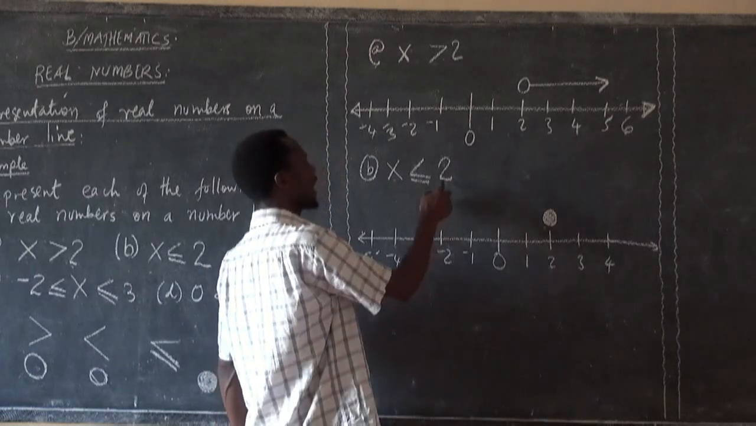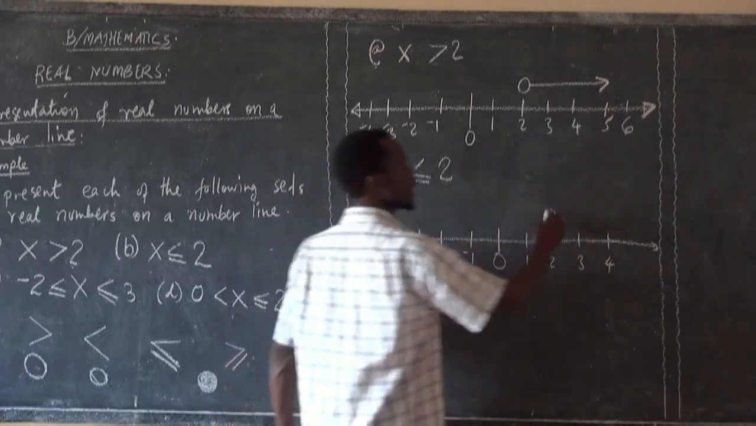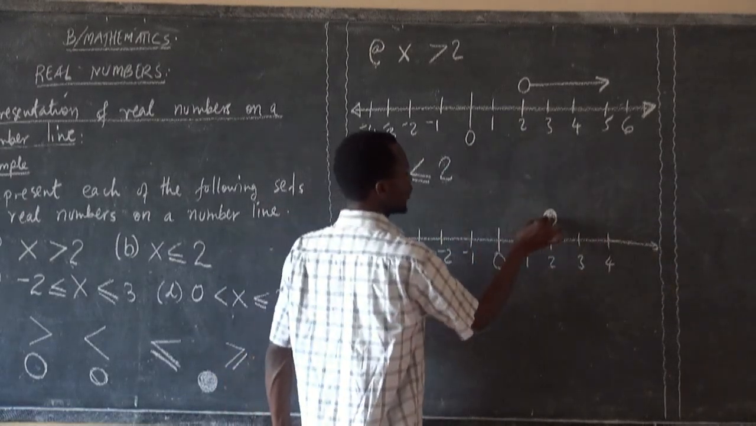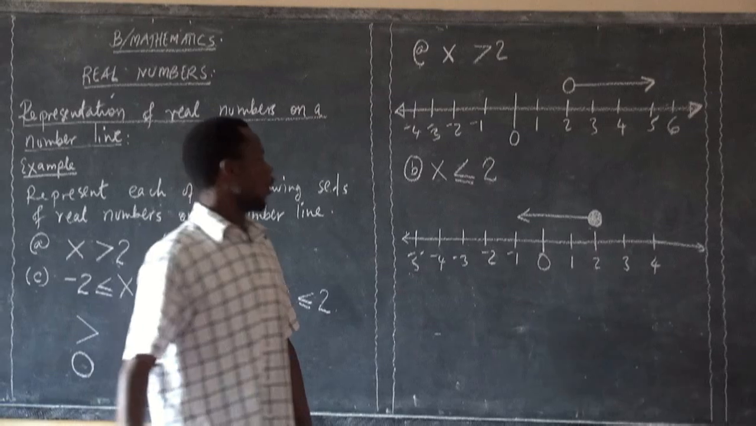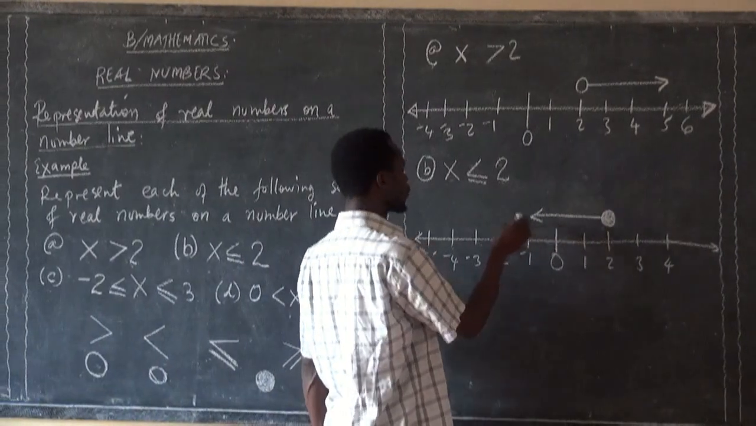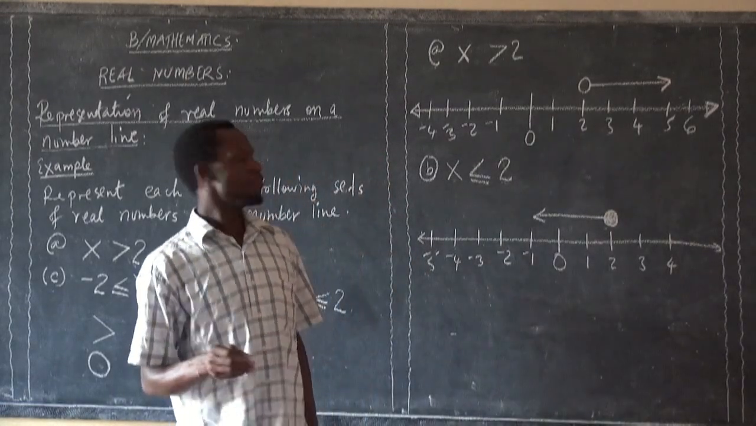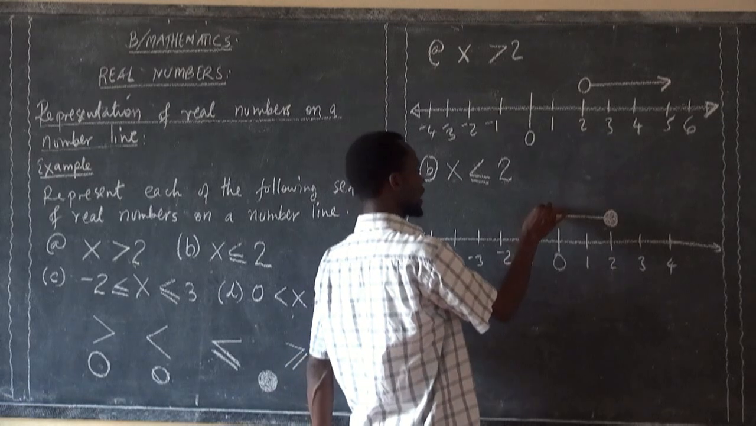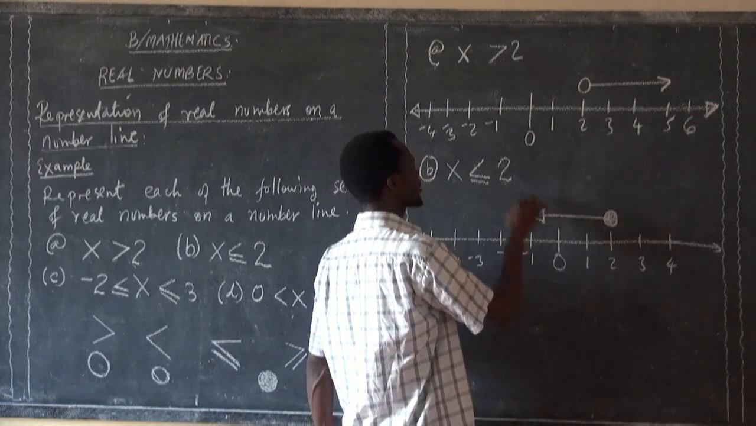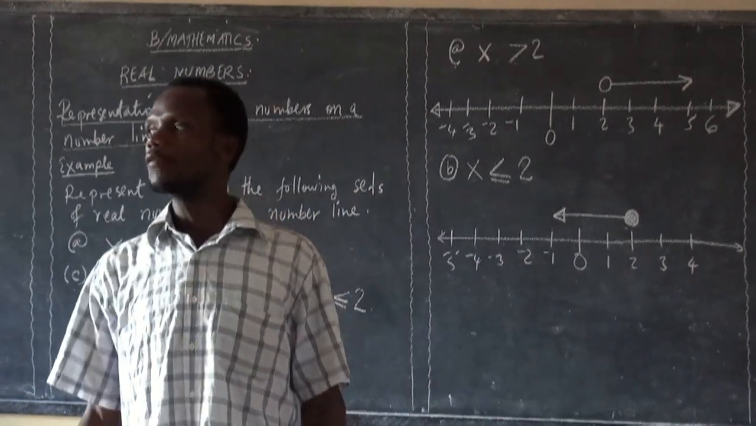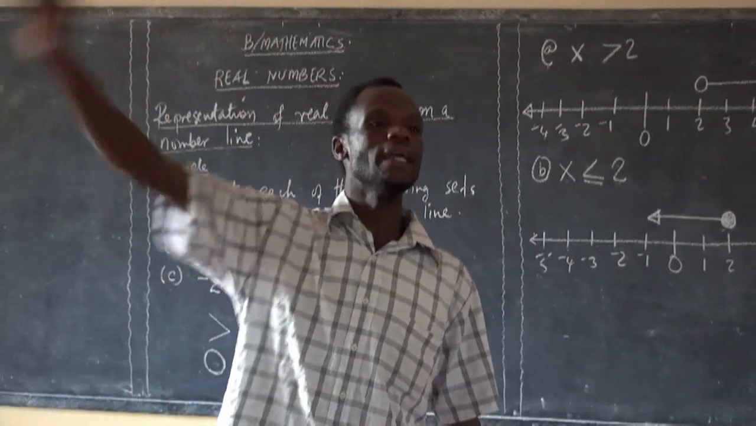Now, numbers which are less than 2 are not to the right, they are to the left. Now, you write an arrow. Whether you stop here, or here, or here, whatever the case is, this arrow indicates that numbers which are less than 2 go on to infinity. Infinite means there is no end.